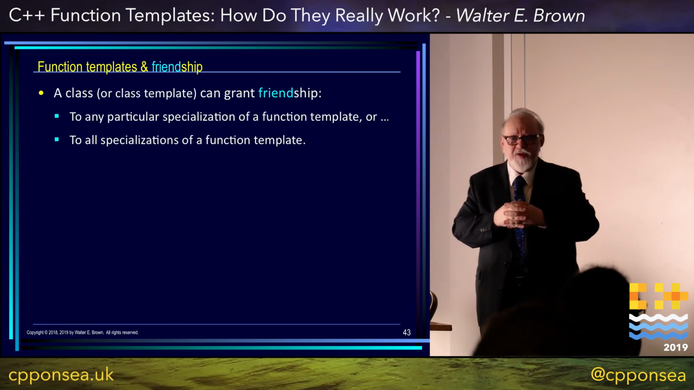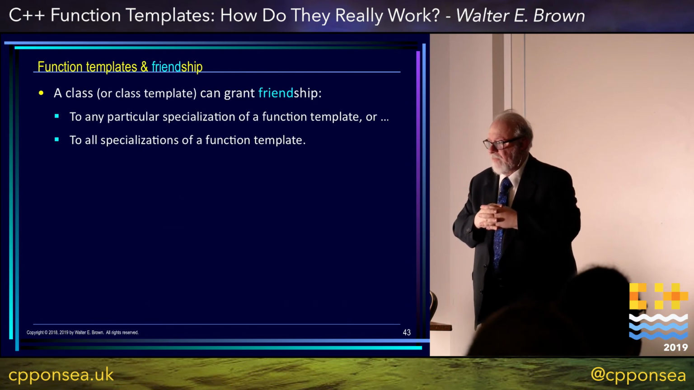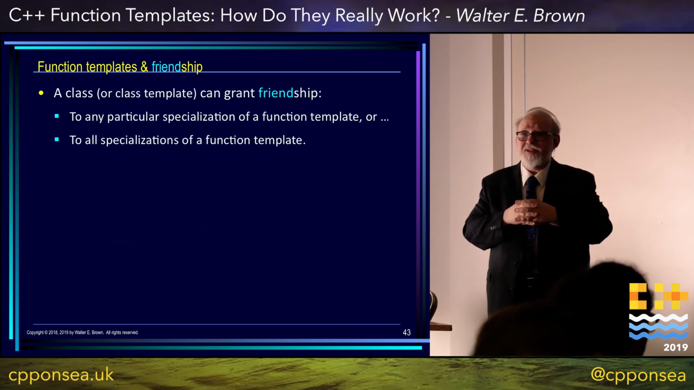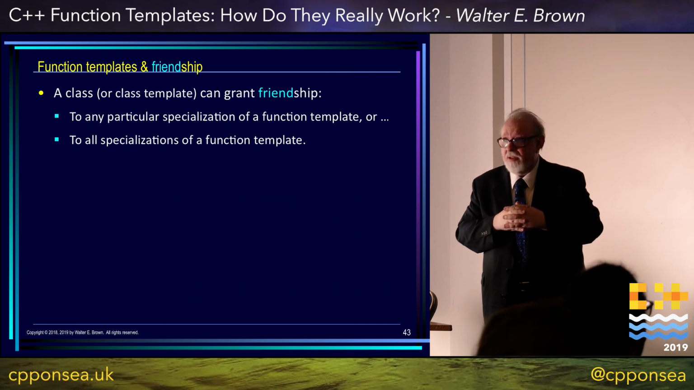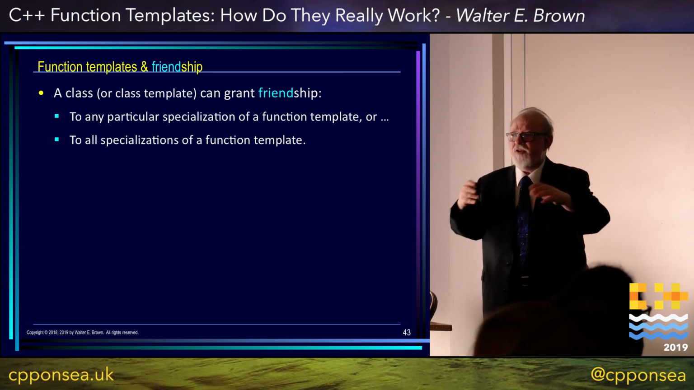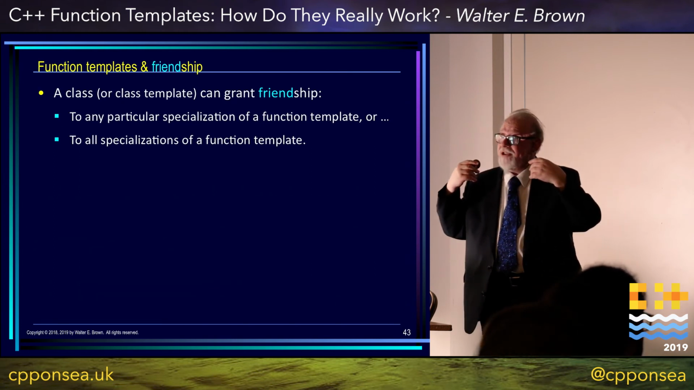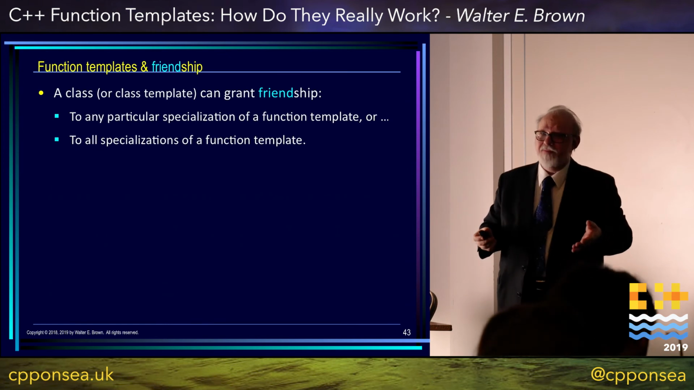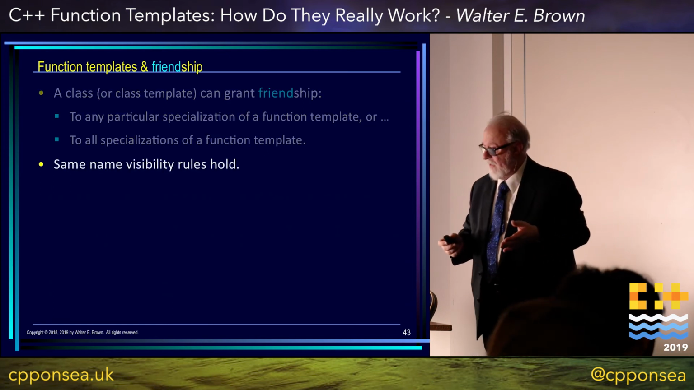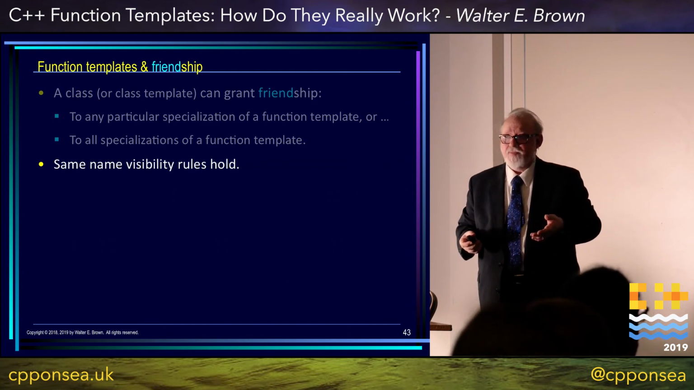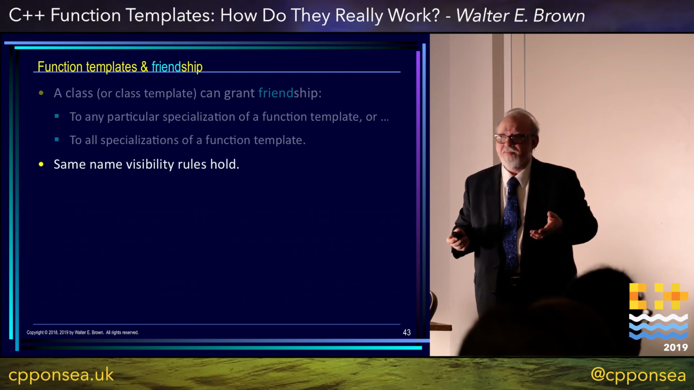Now, how does this tie into function templates? Well, because you can grant friendship either to some specific specialization, because remember, a specialization is just a function. So I can say, you're my friend. The rest of you, not so much. Or I can grant friendship to all specializations. Okay? And the same rules hold. No new rules just because it's a function template.